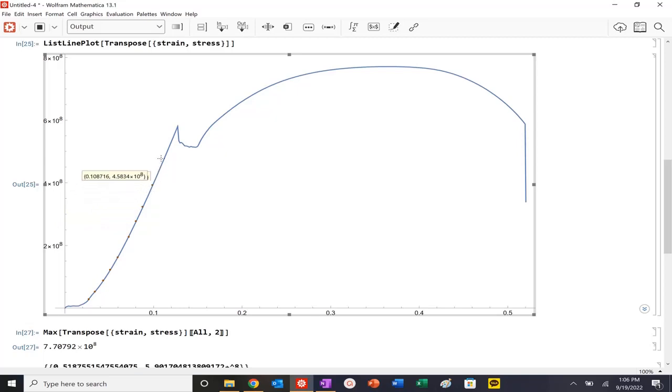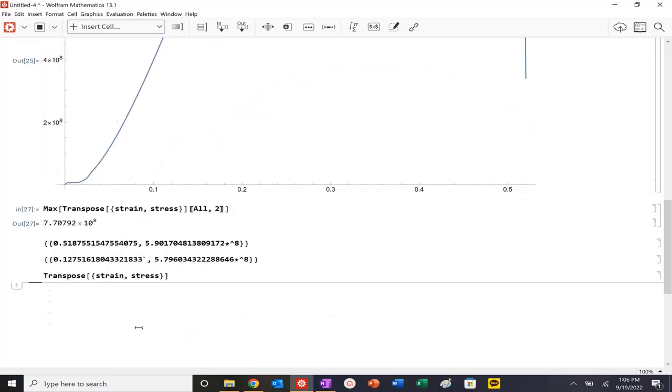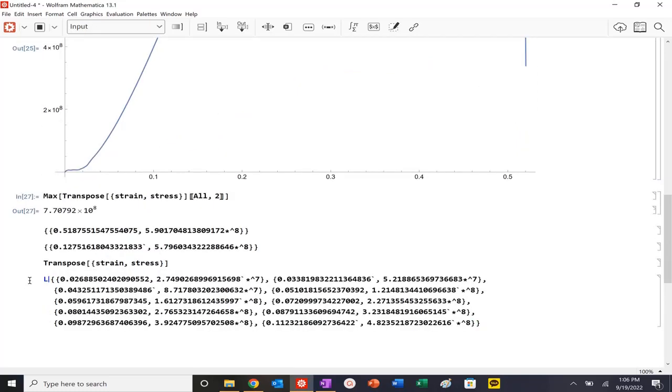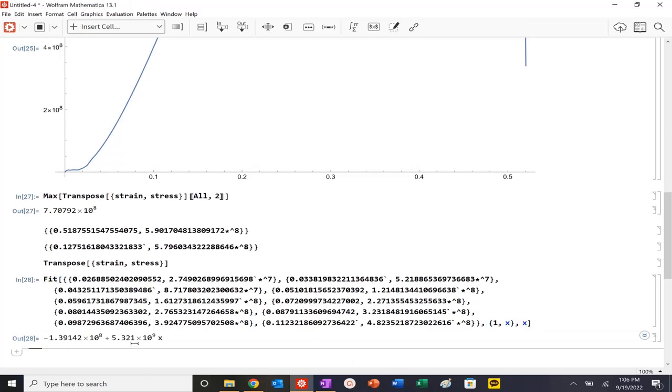I messed up a little bit here. There's probably a little bit too many points, especially that initial hump there at the beginning. But I could take this data set, fit it as a linear function, and then the slope of this linear function will give me my modulus, because I'm pulling uniaxial, so it's about 5 gigapascals.